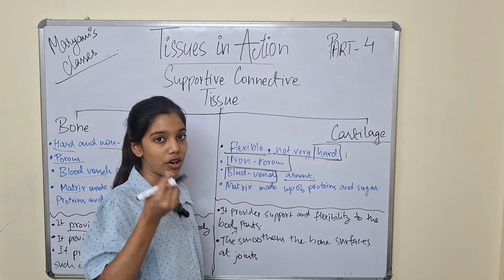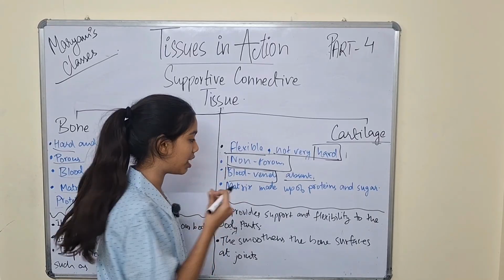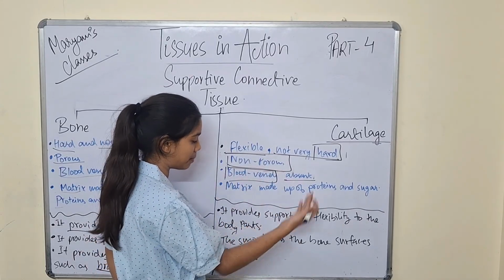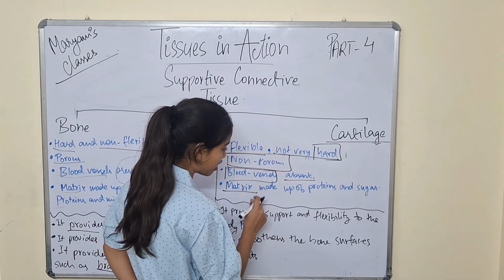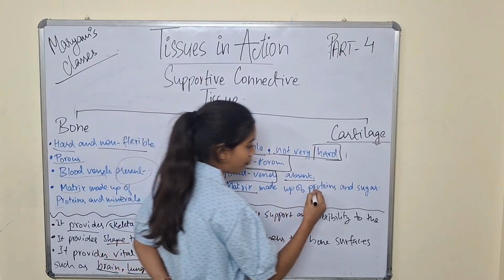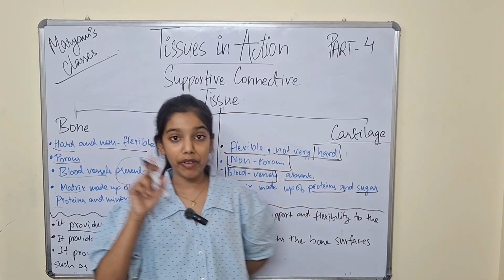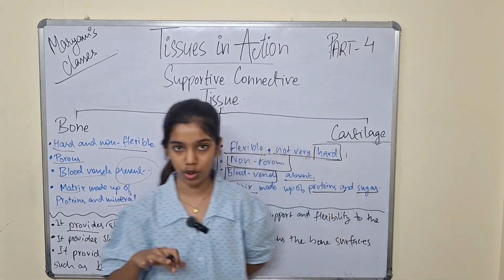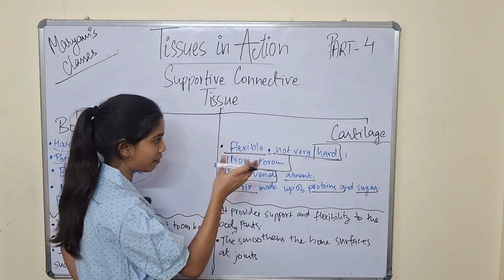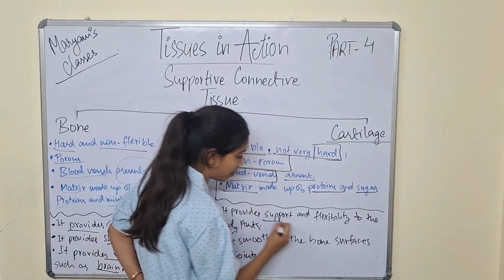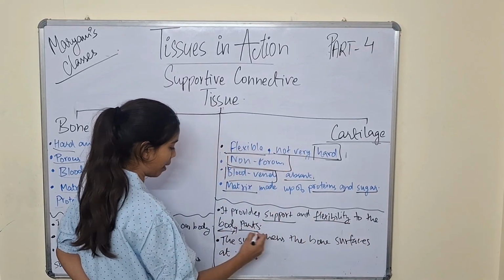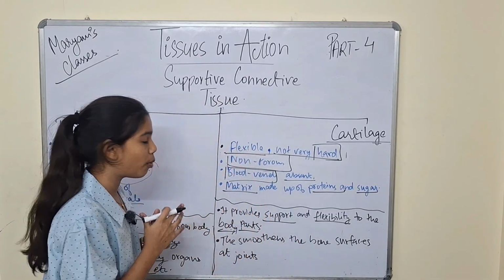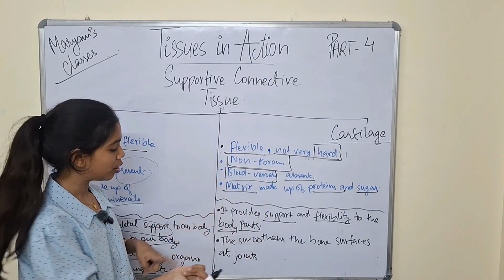The blood does not come because the cartilage does not contain any blood vessels. The matrix of the cartilage is made up of proteins and sugar, but the matrix of bone is made up of protein, minerals and salts also. Now let's understand the function of cartilage. It provides support and flexibility to body parts like the ear and nose.